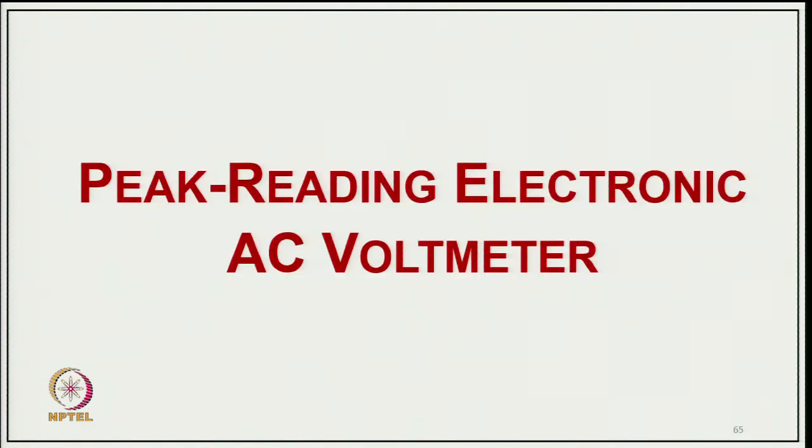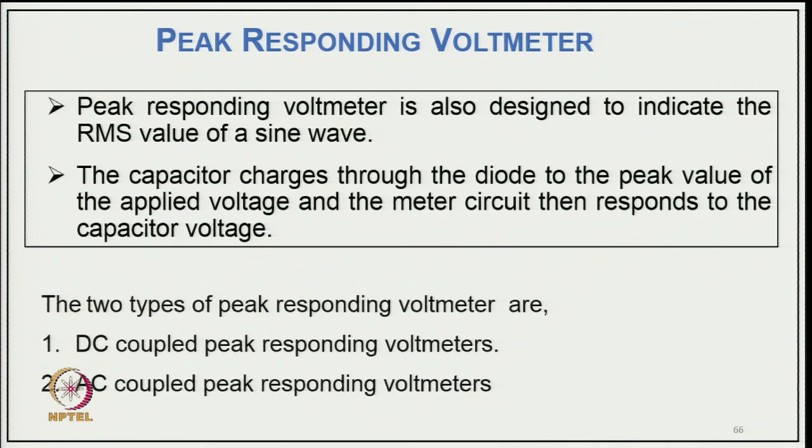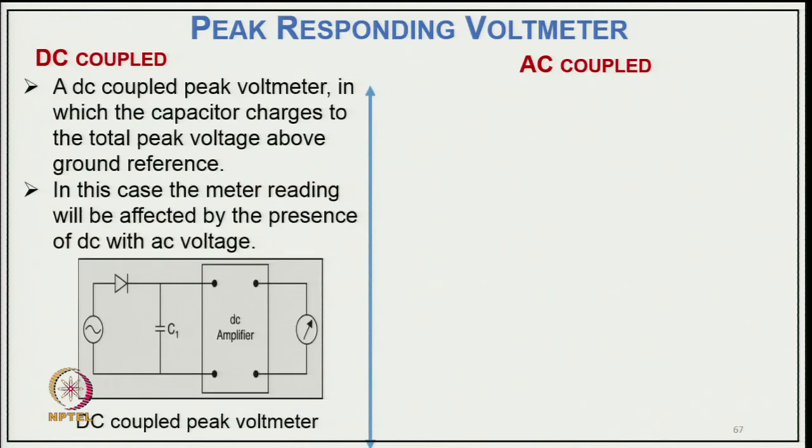Now, coming to the peak reading electronic AC voltmeter. A peak responding voltmeter is also designed to indicate the RMS value of a sine wave, and a capacitor charges through a diode to the peak value of the applied voltage, and the meter circuit responds to the capacitor voltage. There are two types of peak responding voltmeter: the DC coupled peak responding voltmeter and the AC coupled peak responding voltmeter. In the DC coupled peak voltmeter the capacitor charges to the total peak voltage above the ground reference, and in this case the meter reading will be affected by the presence of DC and AC voltage.